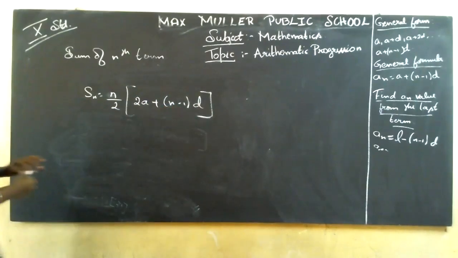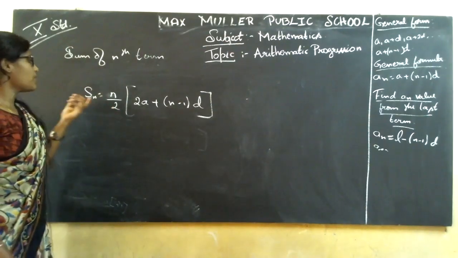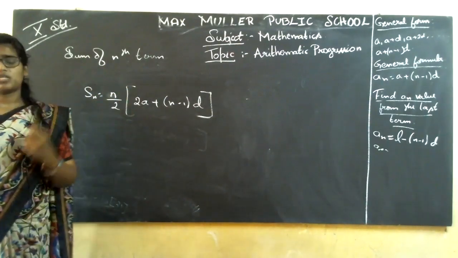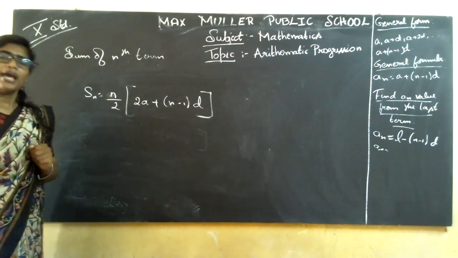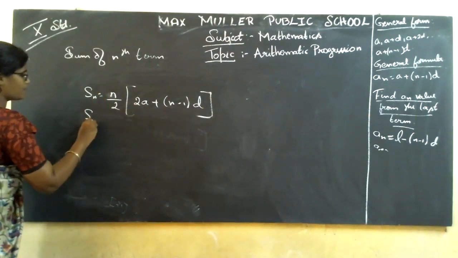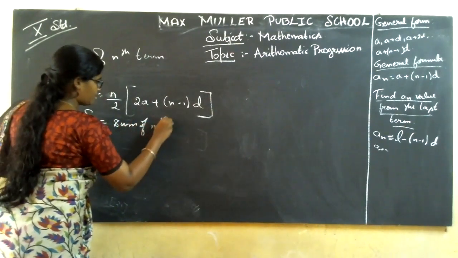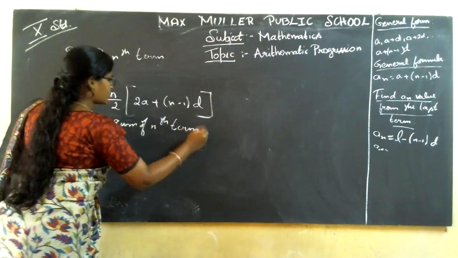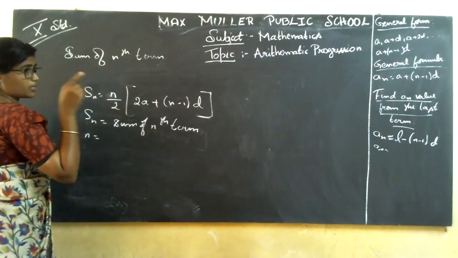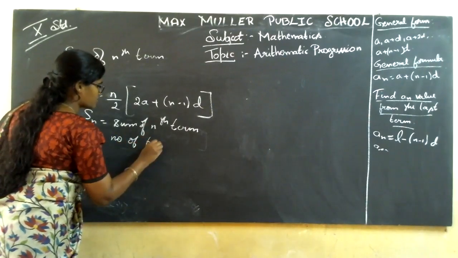So now we are going to learn the sum of nth terms. What is the formula to find out the sum of nth term? Sn is equal to n by 2 into 2a plus n minus 1 into d. What is Sn? Sum of nth term. N is the number of terms. What is n in the general formula? Number of terms.